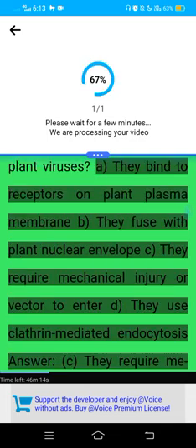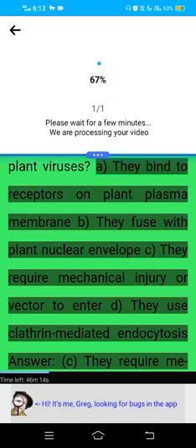B. They bind to receptors on plant plasma membrane. C. They fuse with plant nuclear envelope. D. They require mechanical injury or vector to enter. They use clathrin-mediated endocytosis. Answer: C. They require mechanical injury or vector to enter.